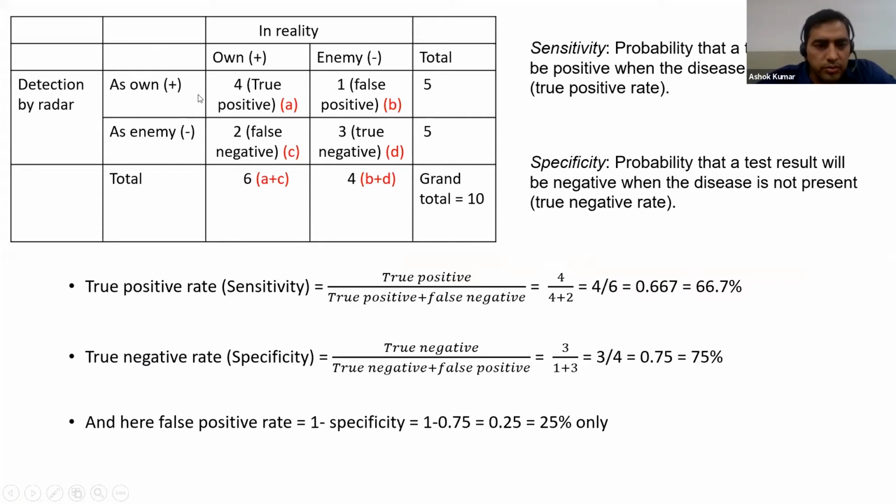So we have to give, this is A cell, this is B cell, this is C cell, this is D cell, and A plus C is 6, and B plus D is 4. So can I get, using this 2 by 2 table, the true positive rate, which means sensitivity, or the true negative rate, that is specificity? These are the formulas using this 2 by 2 table.